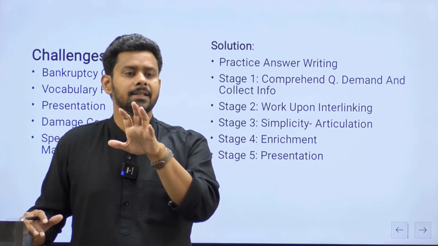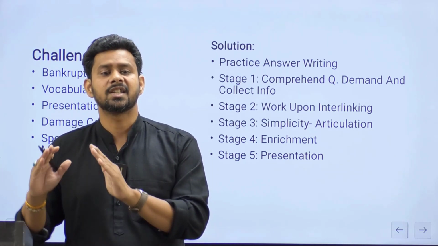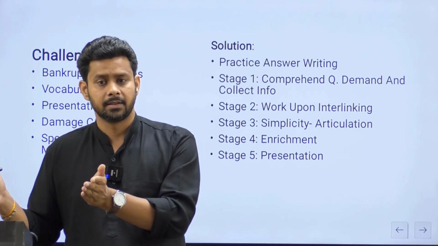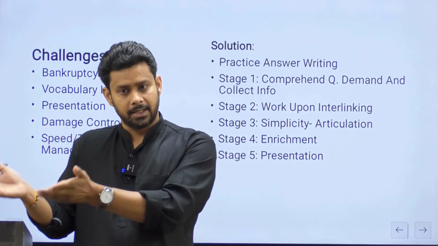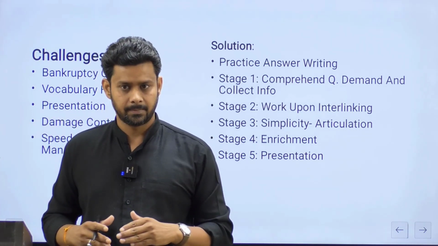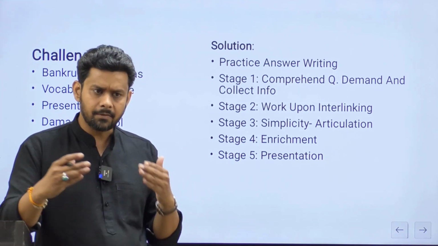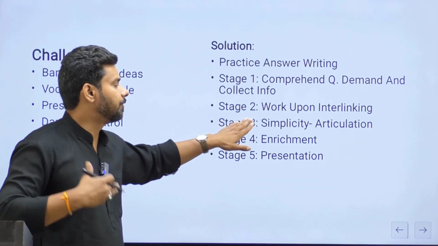So now if you are simply saying that it is an internal security problem, it is one aspect only. The other aspect is development, underdevelopment, or the inadequate political representation of that area or those people who are directly affected by nationalism. This is how we have to think in multiple dimensions. Anyway, then we will work upon interlinking.